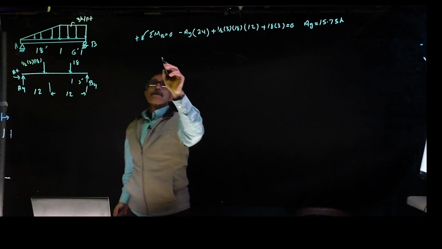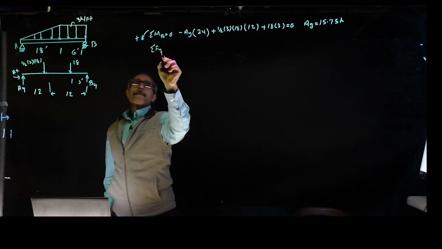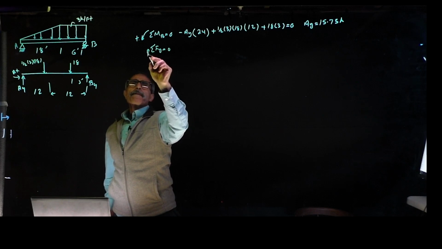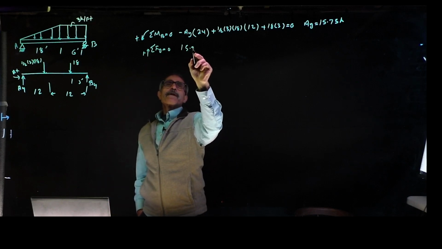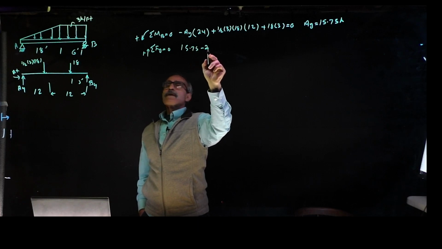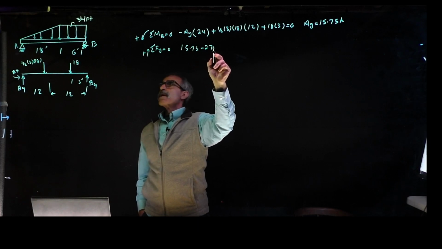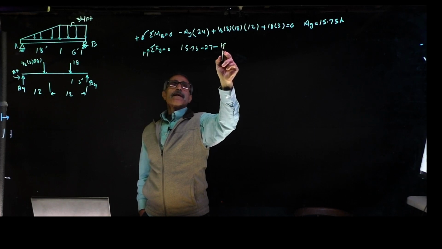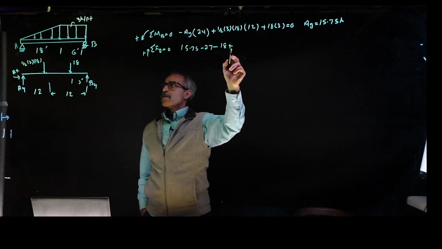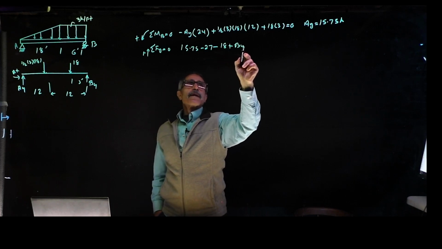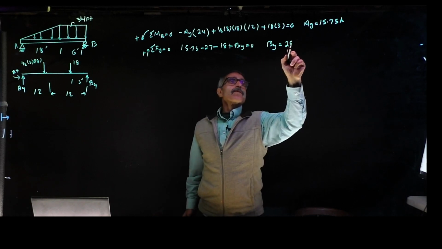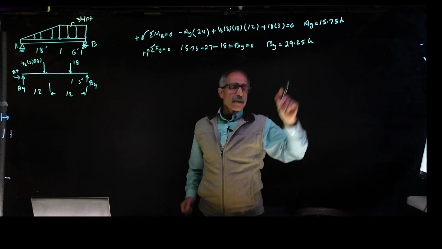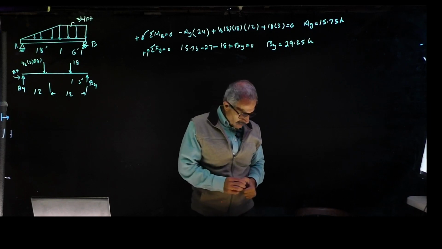Summation of y is equal to 0. I'm going to have 15.75 minus 27, I believe that becomes 27, and minus 18 plus BY equals 0, and BY should come out to 29.25 kip. Let me double check that.